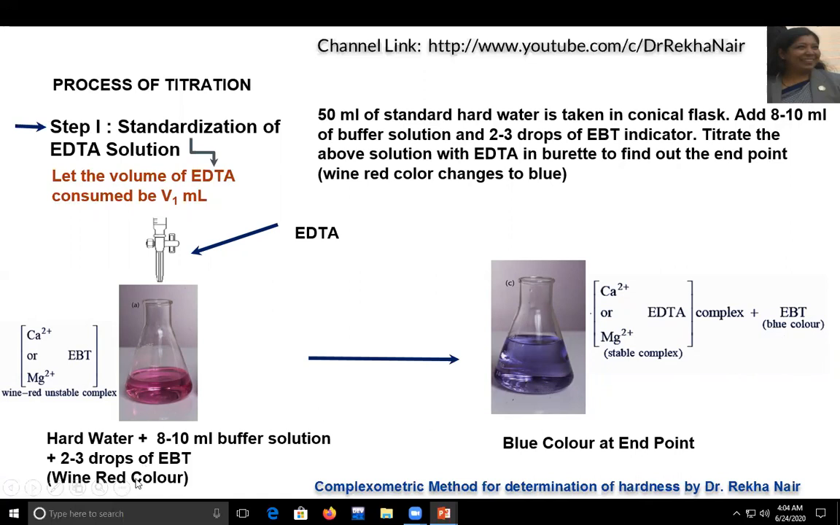So the color change is from wine red to blue, which is the end point. Suppose the volume of EDTA consumed is V1 ml, because during this titration, at the end point, the reading will be V1 ml.